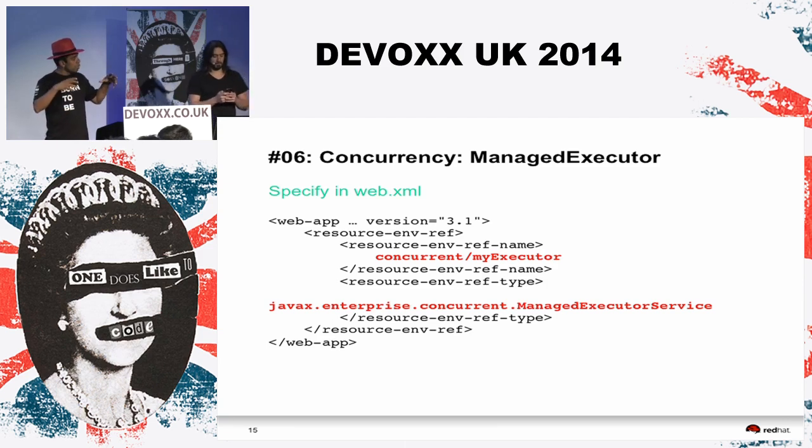Say my application needs multiple managed executors, and on each managed executor, I want to define certain properties. What is the time to live for a thread? What does the pool look like, etc. Now those properties are not standard, but at least you have the ability to define multiple managed executors in your web.xml now.